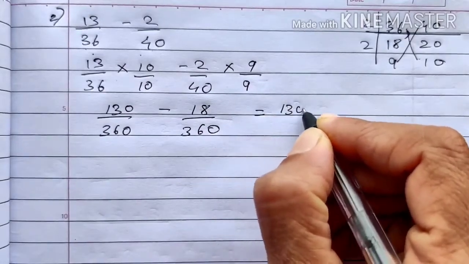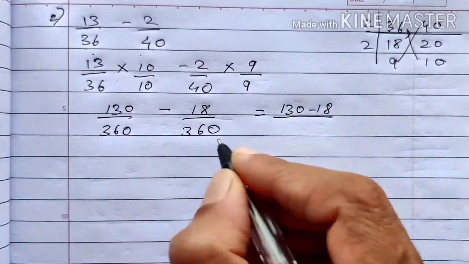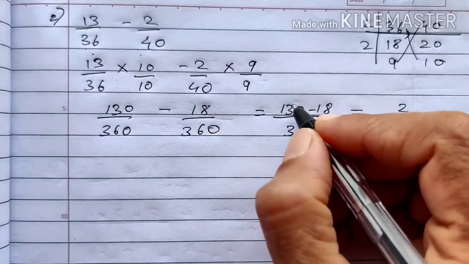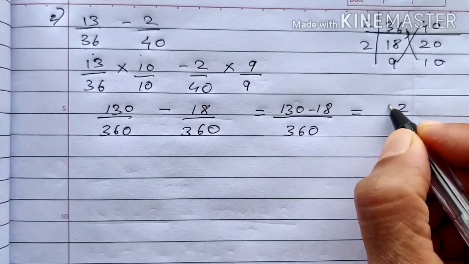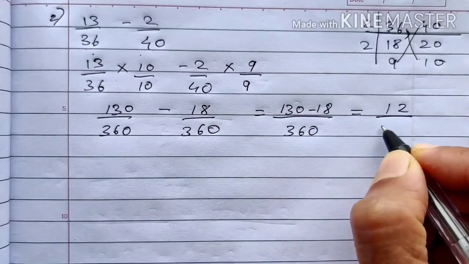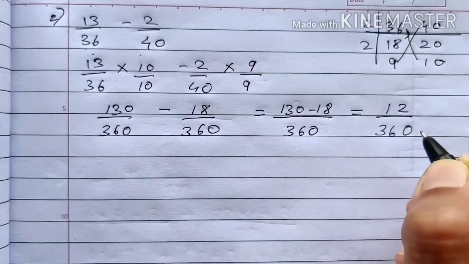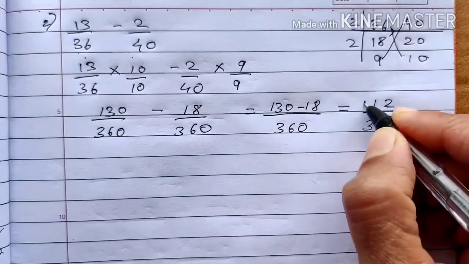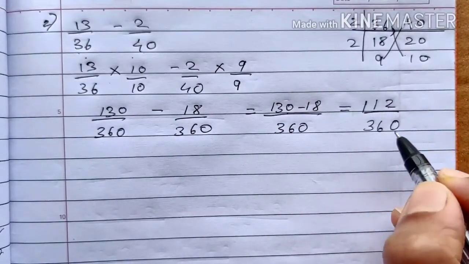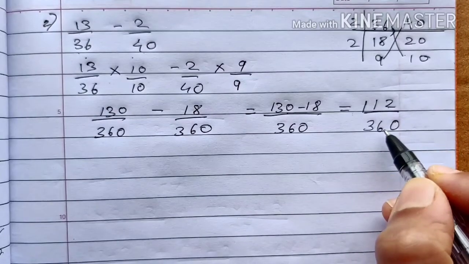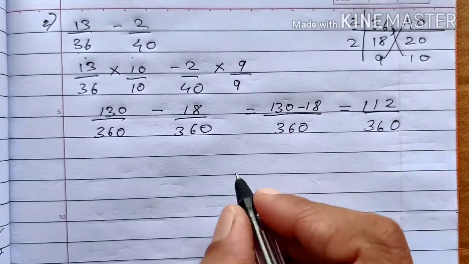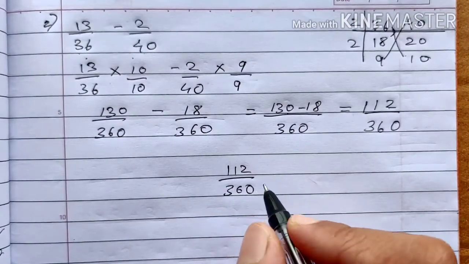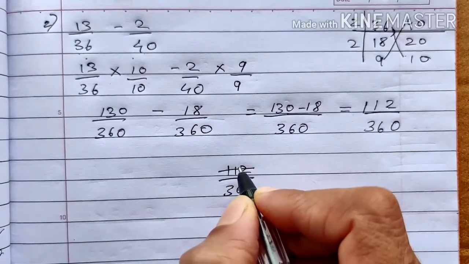So just subtract the numerator, and denominator you keep it constant. So you have 2, 1 and then 1. Okay, so you have 112 upon 360. This can be further reduced. Okay, so let's just reduce this. You have 112 upon 360. Both these numbers are divisible by 2. Just reduce it to the lowest form.